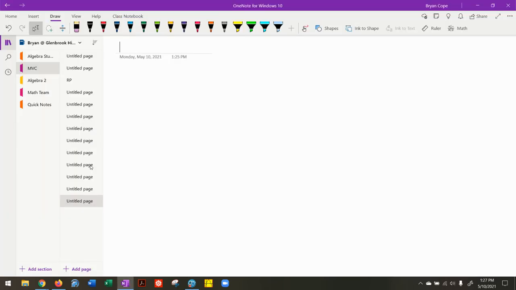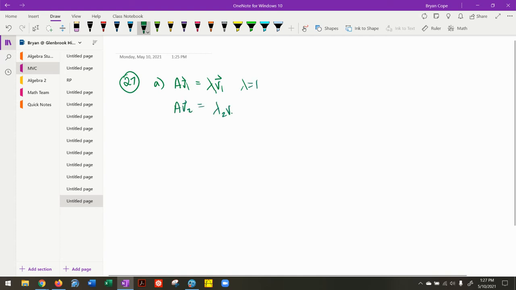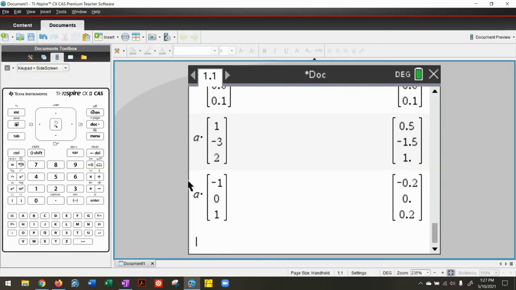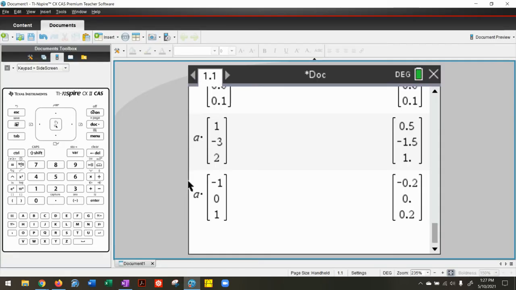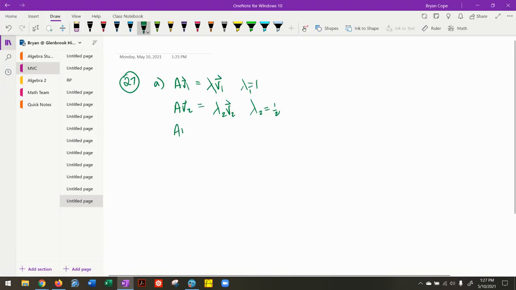If we were to write something down, I suppose for 27A we would say that A times V1 equals lambda times V1, and lambda in that case was 1. And A times V2 equals, why don't we call that lambda 1 and lambda 2, lambda 2 times V2, and the lambda in that situation was 1/2. So lambda 2 equals 1/2. And then we can see that for the last case, lambda 3 would be 1/5.